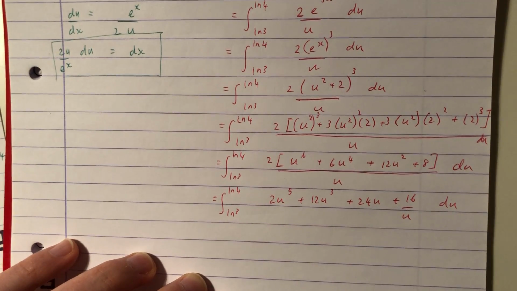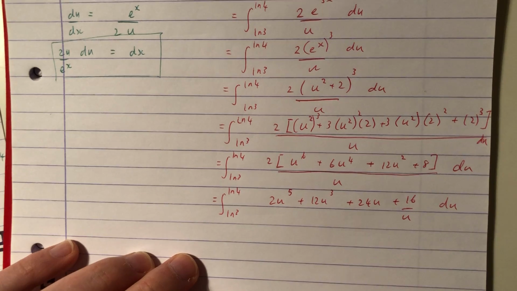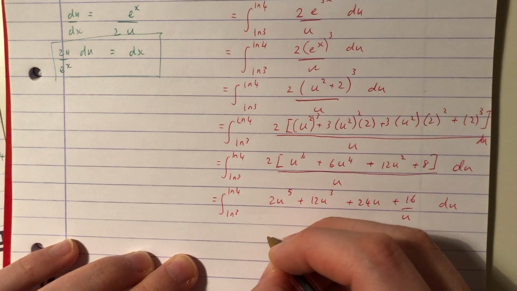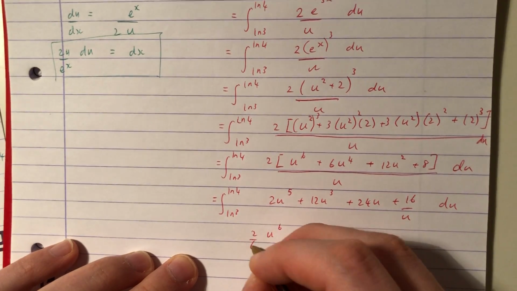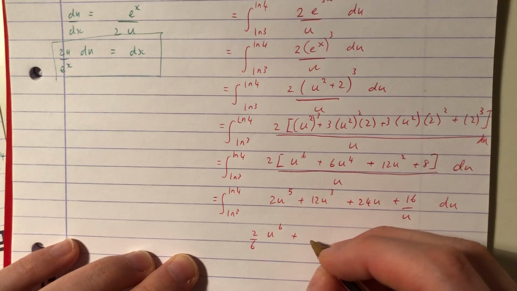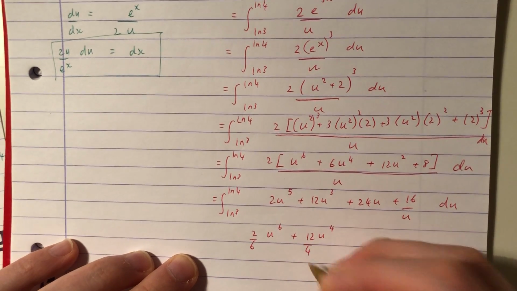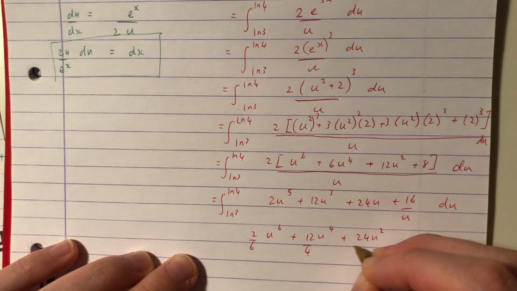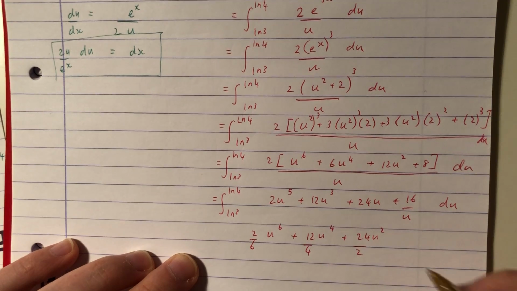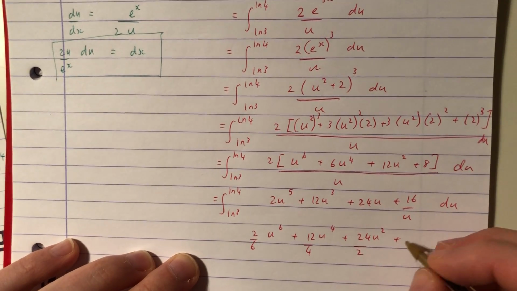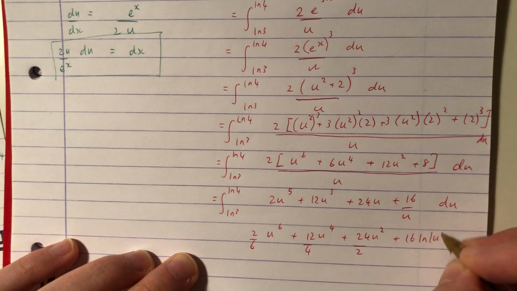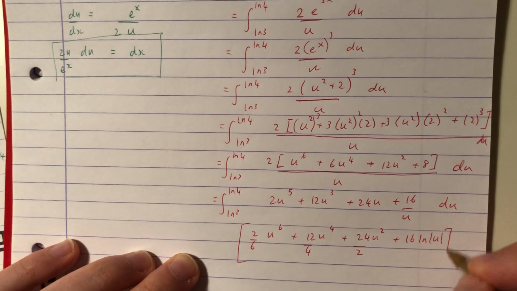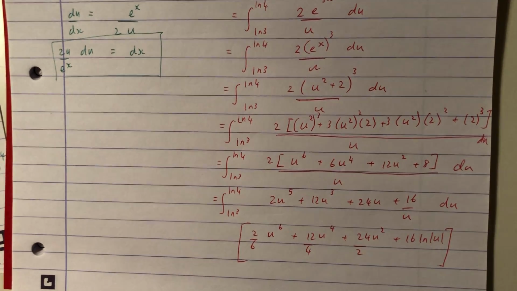Now that's going to be a logarithm, so I'm not going to write it in index form. Right, every term now can be integrated. So this first one, add 1 to the power, divide by the new power, so 2/6, or 1/3. Add 1 to the power, divide by the new power, so 12 over 4, or 3. Add 1 to the power, divide by the new power, 24 over 2, and this goes to 16 ln u. That is what it integrates. You don't need the plus c for this.